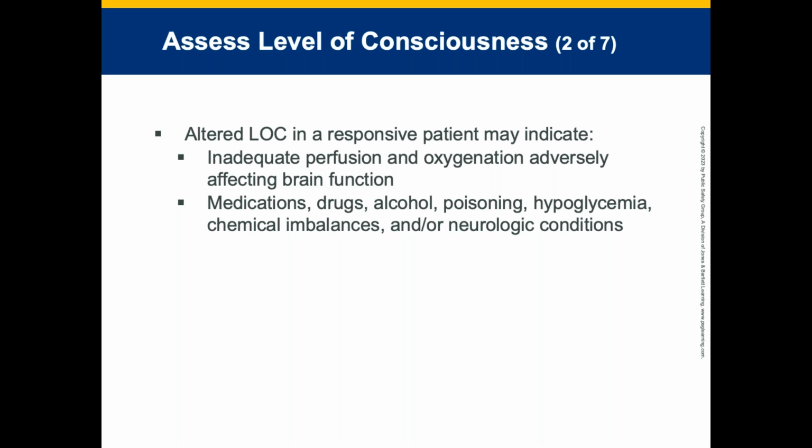Person, place, time, and event. And which ones are they getting wrong? And then document that in your narrative. And then go as far as your Glasgow Coma Scale, GCS score. Is it 15, 14, 13, 12, 11, 10, down to 3? Okay? Go the next step.